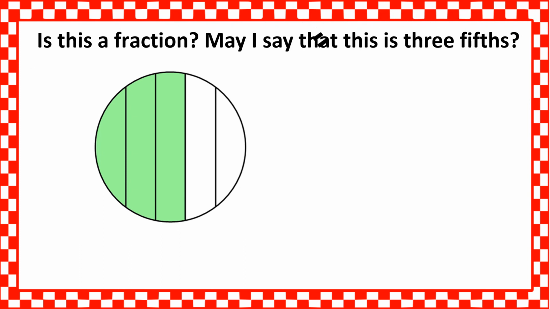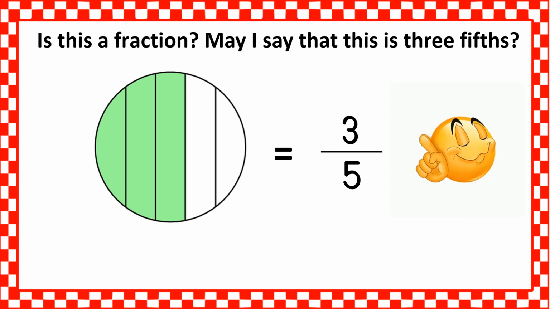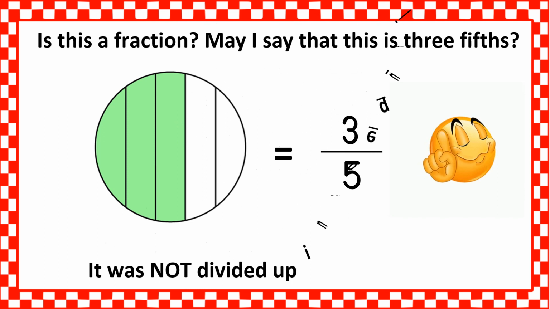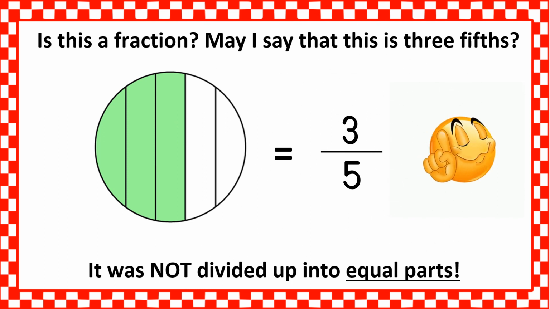Now, let's just recap. If you look at this picture, may we say that this picture is an indication of a fraction and that it is 3/5? No way. This is not a fraction because it's not fair. Fractions are all about fairness. The circle does not show 3/5 because it was not divided up into equal parts.